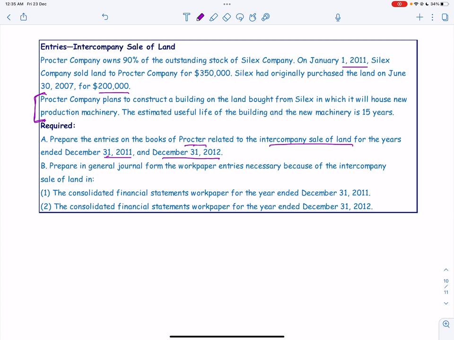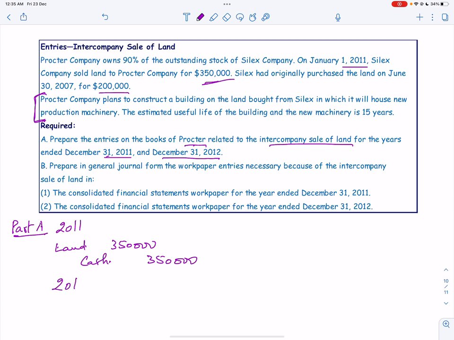So the journal entry in the books of the parent company for this is part A, and this is for the year 2011. So land will be debit for the price they are paying, that is 350,000, and cash is credit for 350,000. For the year 2012, no further entries are recorded in the books of the parent company, because still the land is not sold to outsiders. So we are done with part A.